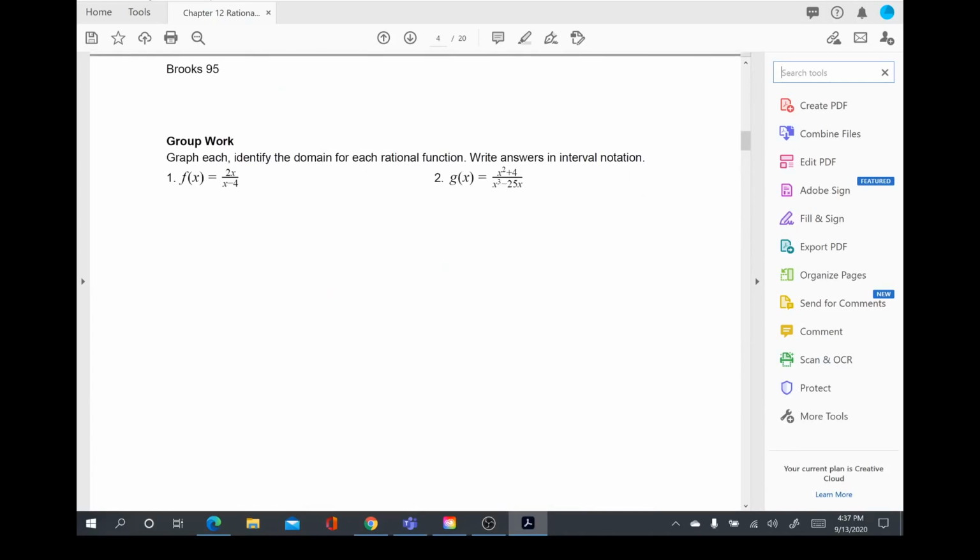The next thing that we're going to do will be done in class, and that'll be the group work. I've given you 2 functions. I want you to identify the domain for each of them, writing the domain in interval notation, and graph them.